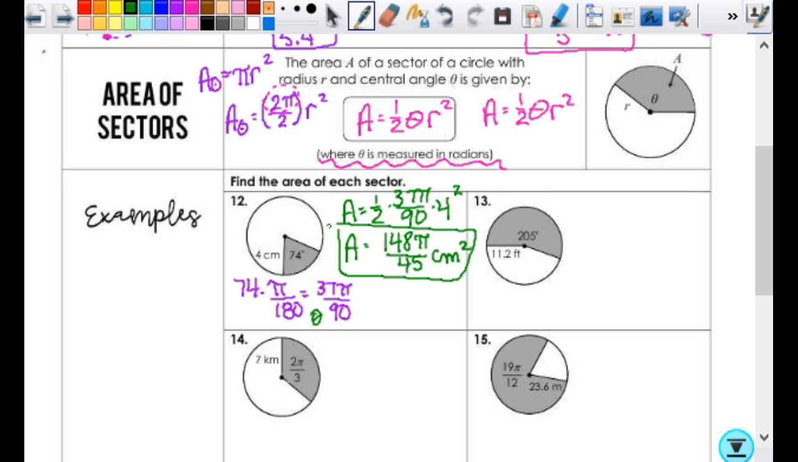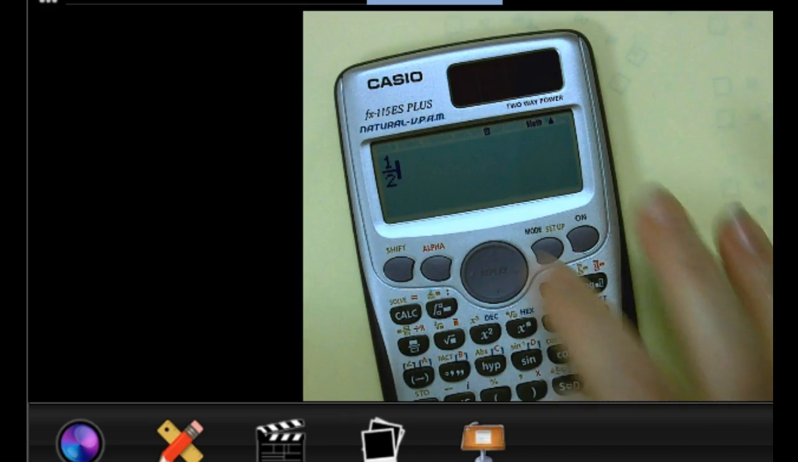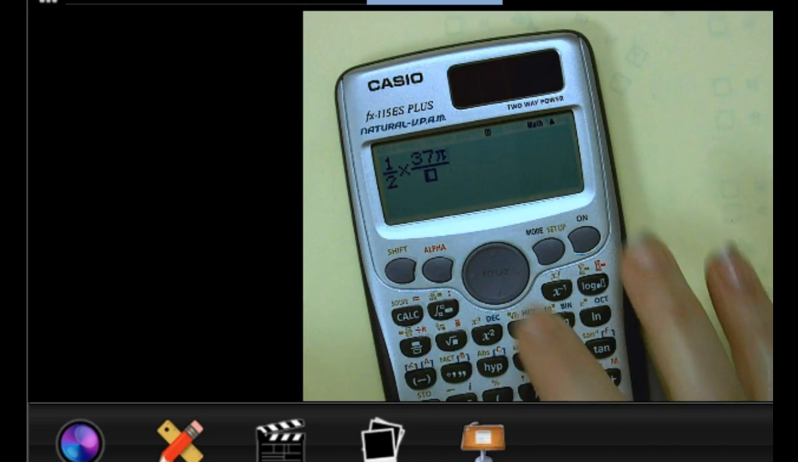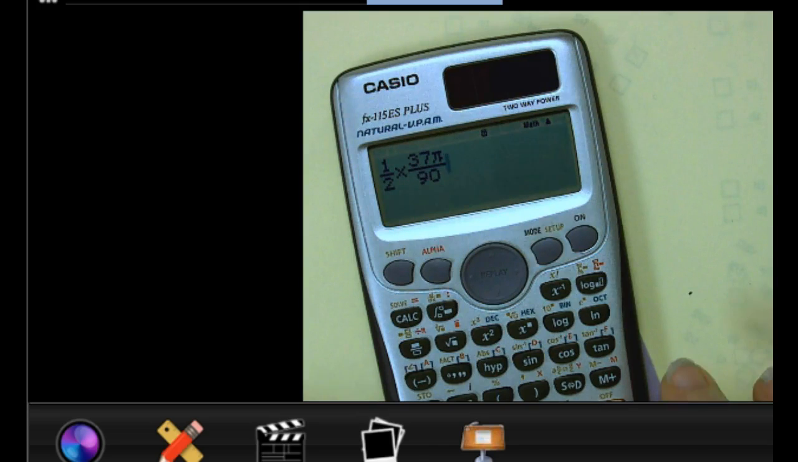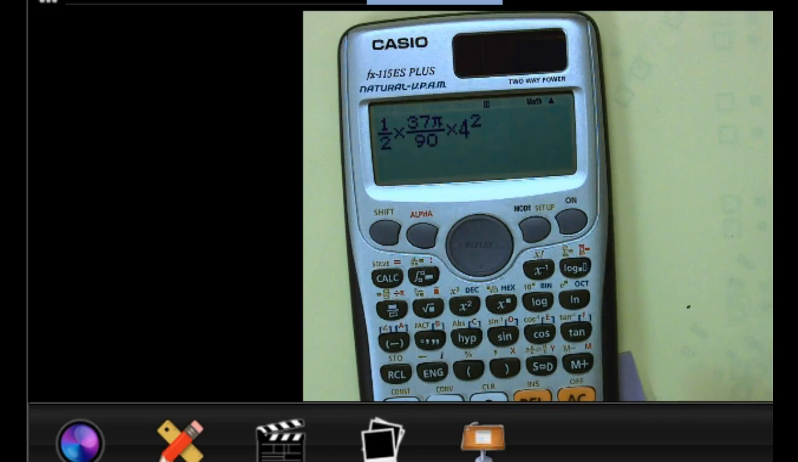You agree with that? If you don't, let me know, like if you're having issues typing things in. I hear a whole lot of button pushing going on. Makes me wonder if we're having some issues here. So I could do 1/2, and then I arrow out of it and I do times 37 pi divided by 90. Get out of the fraction again, times 4 squared. You see how that's pretty much exactly what I had written on my paper. Hit equals, and there it is, 148 pi over 45.